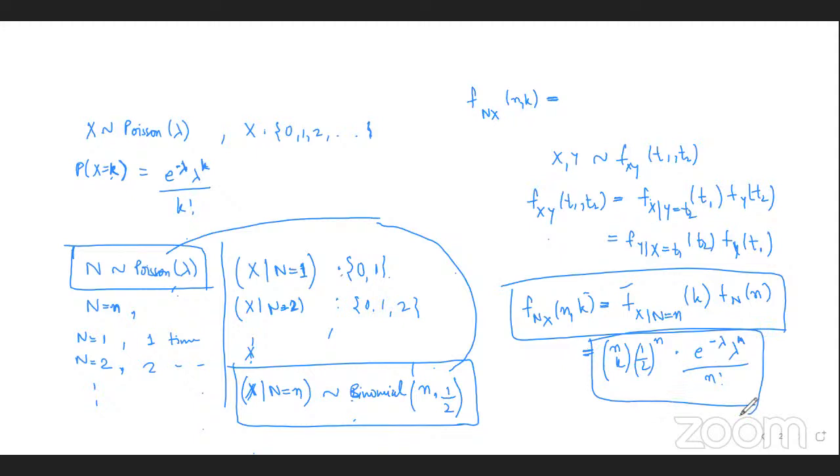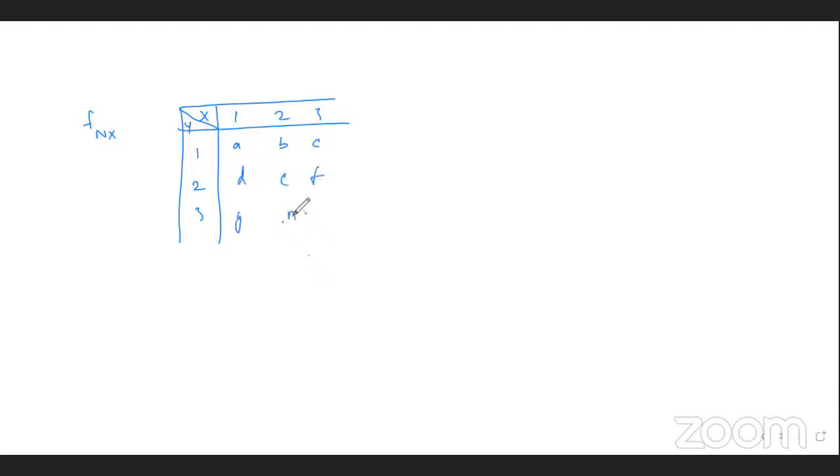Then what we have to find is the marginal of x. To find the marginal, let's say we have a table with two random variables X and Y. X takes values 1, 2, 3, and Y also takes 1, 2, 3, with probabilities A, B, C, D, E, F, G, H, I. The sum of all these values should be 1, A plus B plus up to I equals 1. If I ask you to find the marginal of x, say f of x at 1, what do we do? We add up the first column.